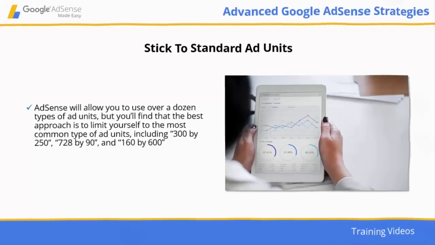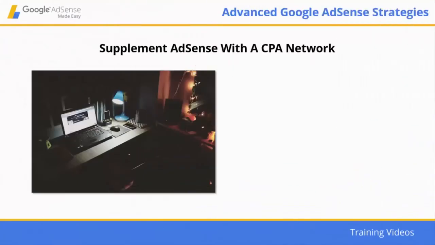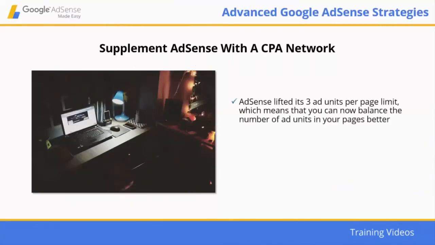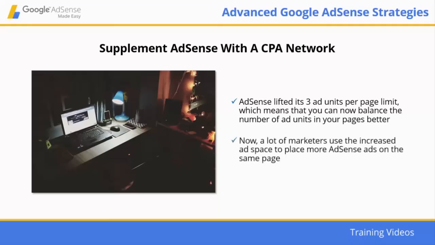Supplement AdSense with a CPA network. AdSense lifted its 3 ad units per page limit, which means that you can now balance the number of ad units in your pages better. Now, a lot of marketers use the increased ad space to place more AdSense ads on the same page. But we have found that using one of your most visible ad slots to promote niche offers from a reputable CPA network such as Max Bounty can help you to easily supplement your site's earnings.